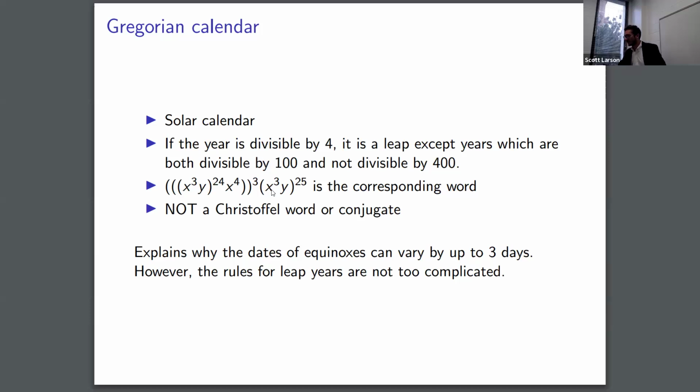Which kind of explains why the dates of equinoxes are kind of fluid. They can vary up to 3 days, I think. Like this past year, it was like March 20th, March 22nd or something like that. I think, but it can go as early as like March 19th. That was it.